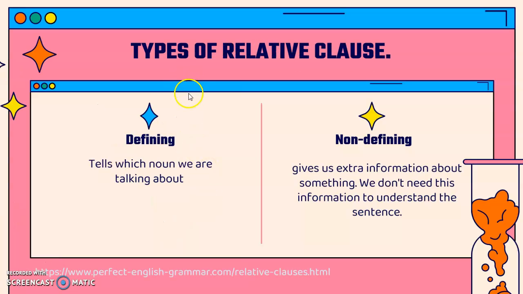We have two types of relative clauses, defining and non-defining relative clauses. Defining clauses tell us which noun we are talking about, so we know the subject. Non-defining clauses help us to give more information about something. We don't need this information to understand the sentence, so this is just extra information.